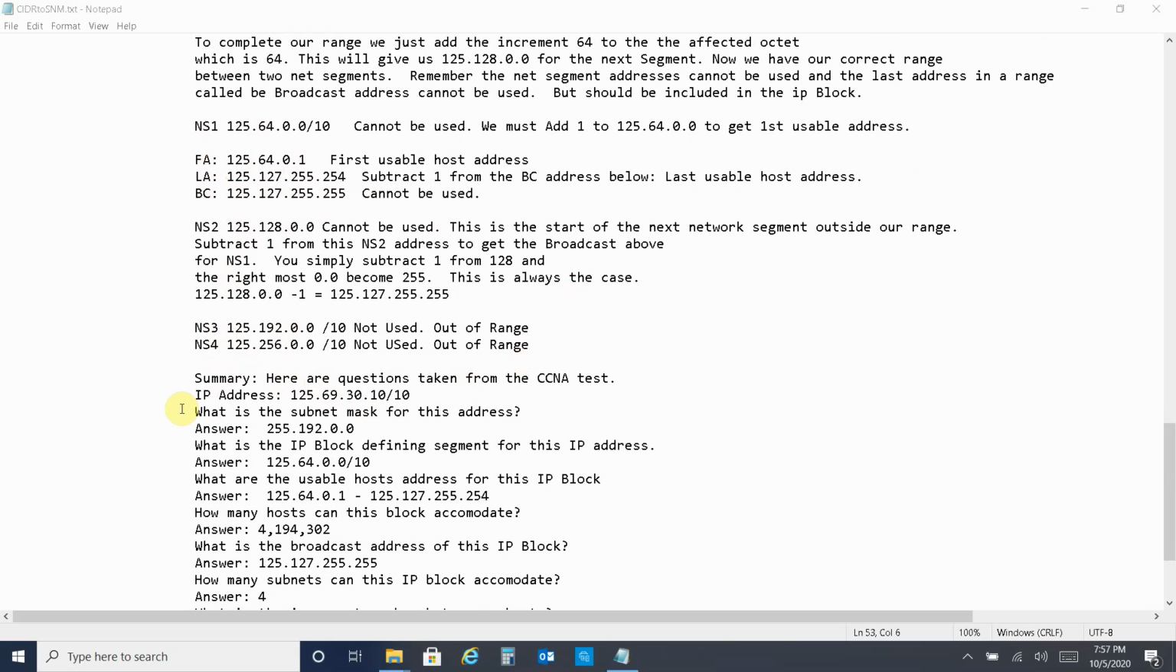So the questions from the test. What's the IP address? Sometimes they say that, or they say segment address or net address. It is 125.69.30.10/10. Okay? What is a subnet mask for this address? We know the answer to that. What's the IP block defining segment for this address?